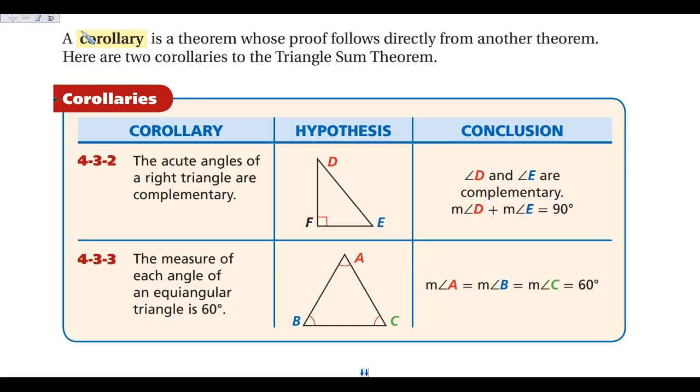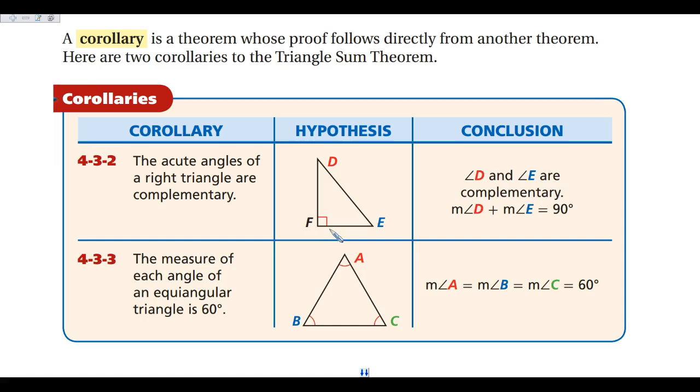So we did the triangle angle sum theorem, which said that all the angles of a triangle add to 180. A corollary to that is that if I have a right triangle, then my two acute angles are going to be complementary. Let's think about that for a second. If I know that one angle is 90, then 180 minus 90 is going to equal 90. So in this case, I would know D and E need to add to 90, because 90 plus 90 is 180 degrees.